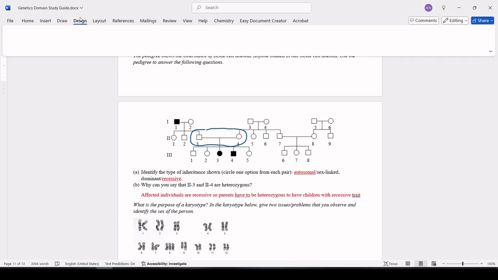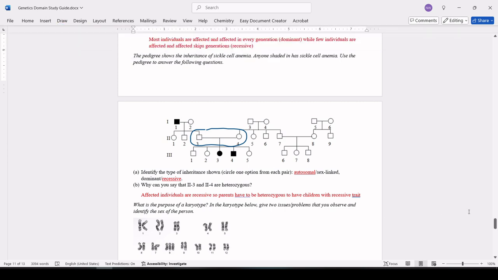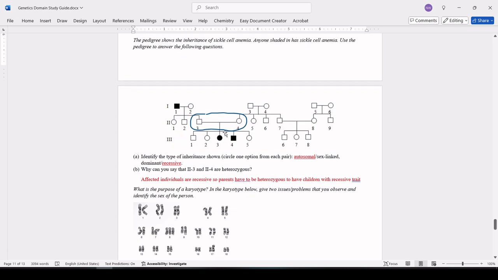The reason we can say that those are heterozygous is because this is a recessive trait. They have children that have it. So both parents have to have the trait or have a lowercase letter in order for their children to get it. So that's why we can say they're heterozygous.